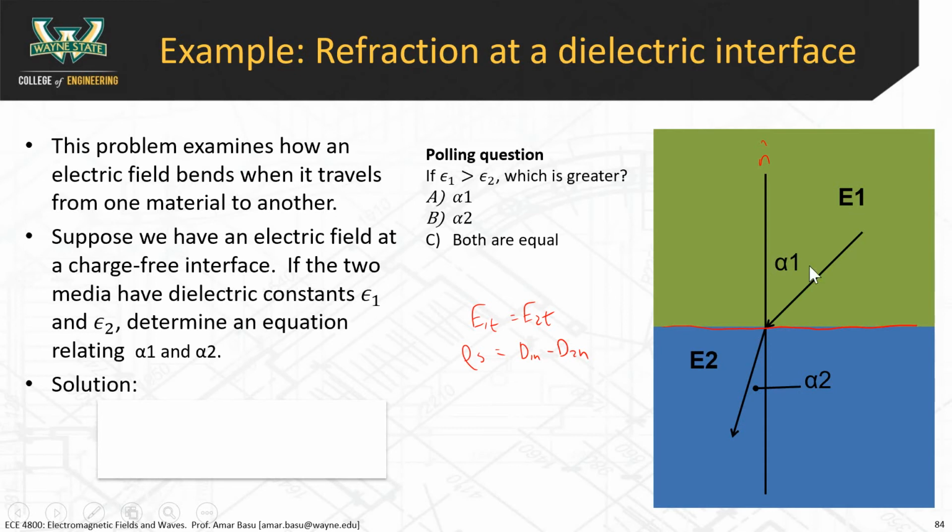So in this example, we have a charge-free interface. So in this particular problem, rho sub s is equal to 0. Just using these two relations and your own logic here, I would like you to think about which is larger, epsilon 1 or epsilon 2. Assume epsilon 1 is greater than epsilon 2. Is alpha 1 greater than alpha 2? Or are both equal? So I'm going to put this as a polling question.